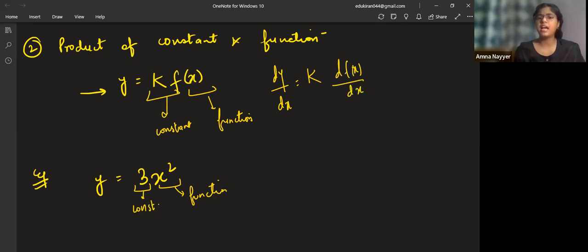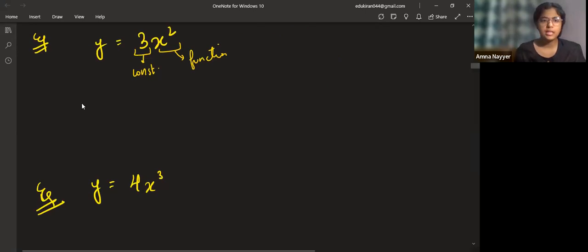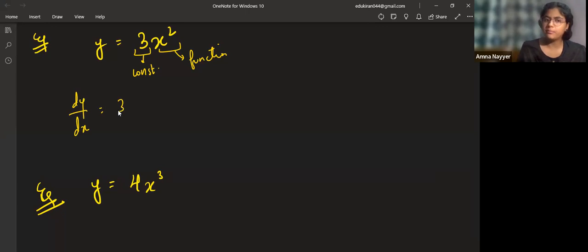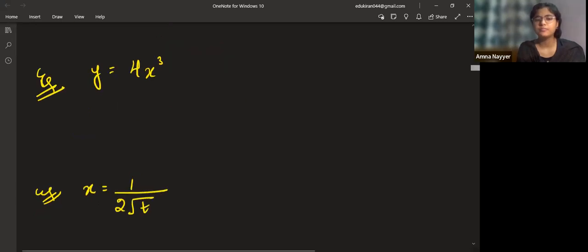For example, if I have 3x square, if I am differentiating dy over dx, 3 I will keep as it is, the constant term. X square, we have studied how to differentiate x square: 2x to the power 2 minus 1, nx to the power n minus 1. So 2x to the power 2 minus 1, that is 2x. Now multiply it directly, 6x. Solved? Or let's come to this, 4x cubed.